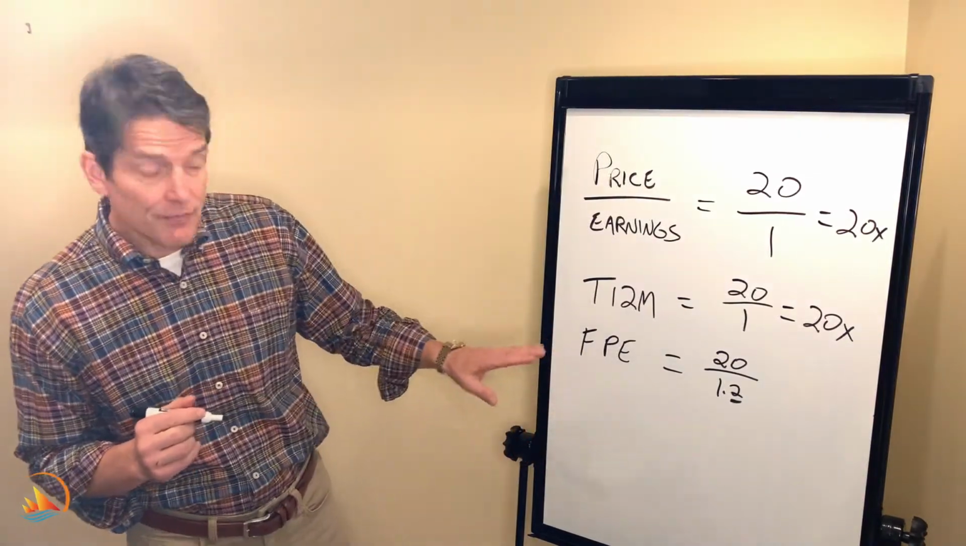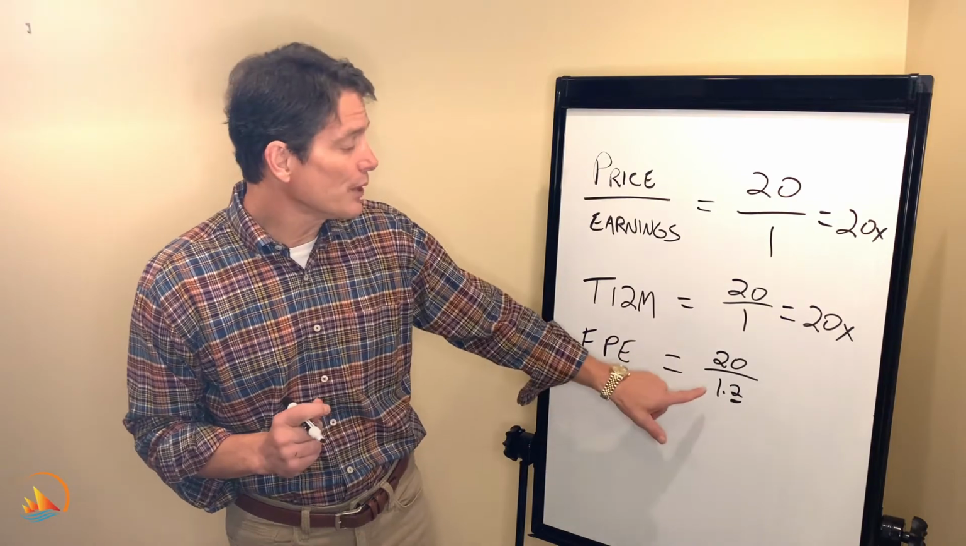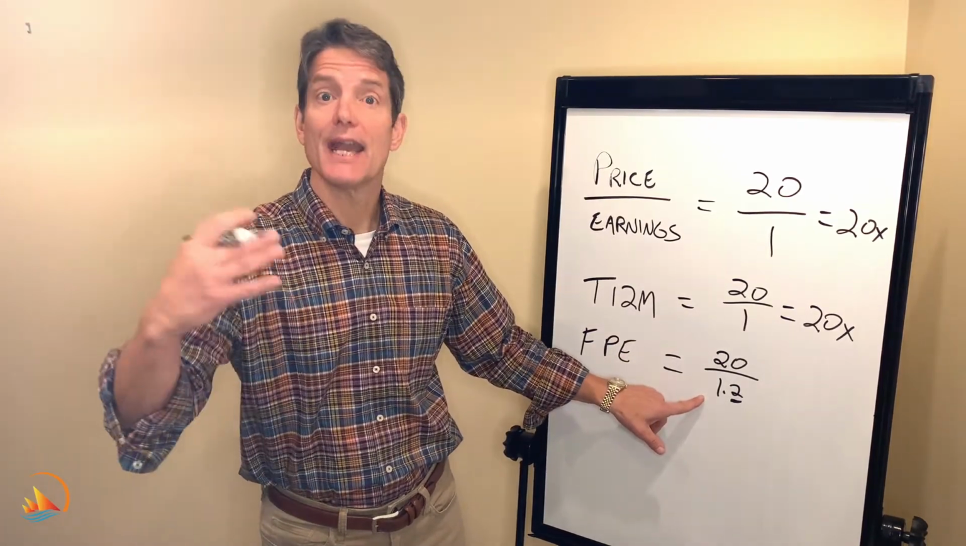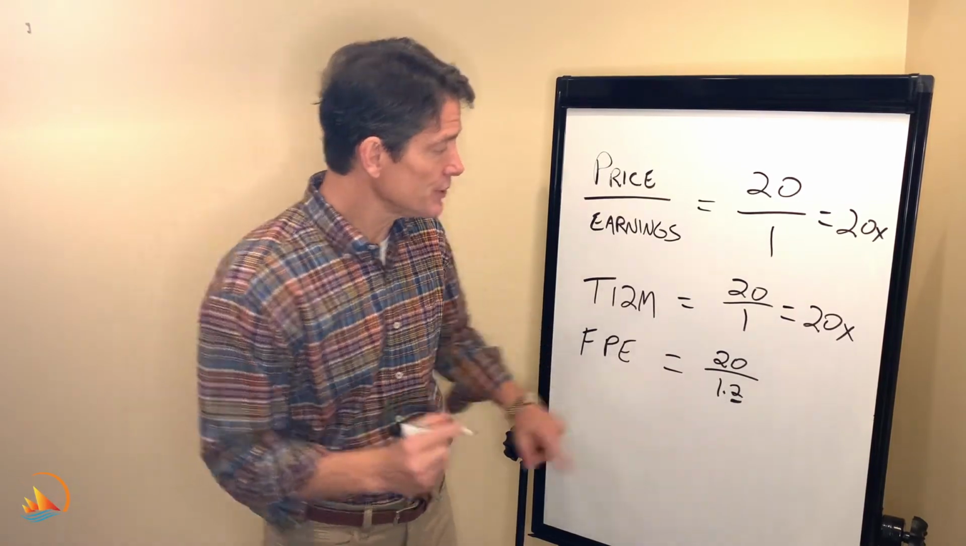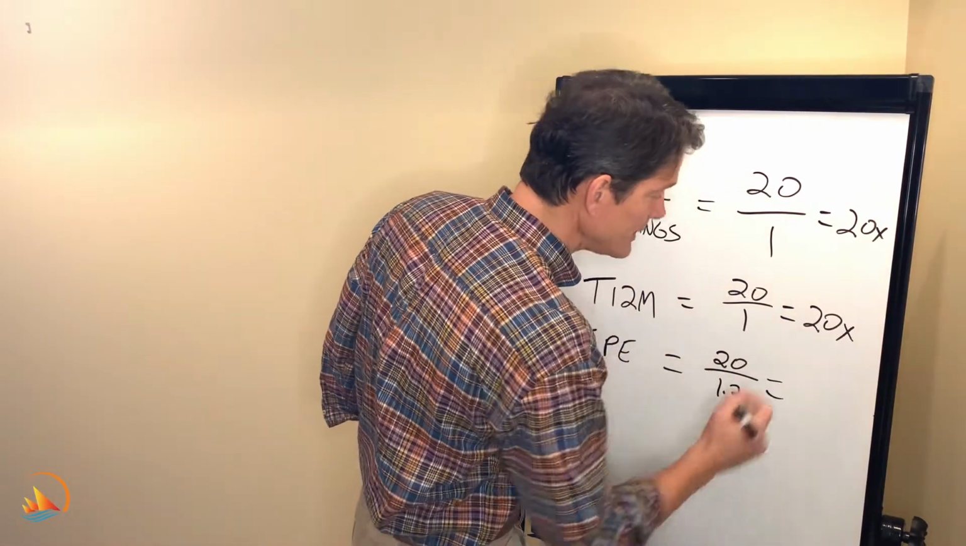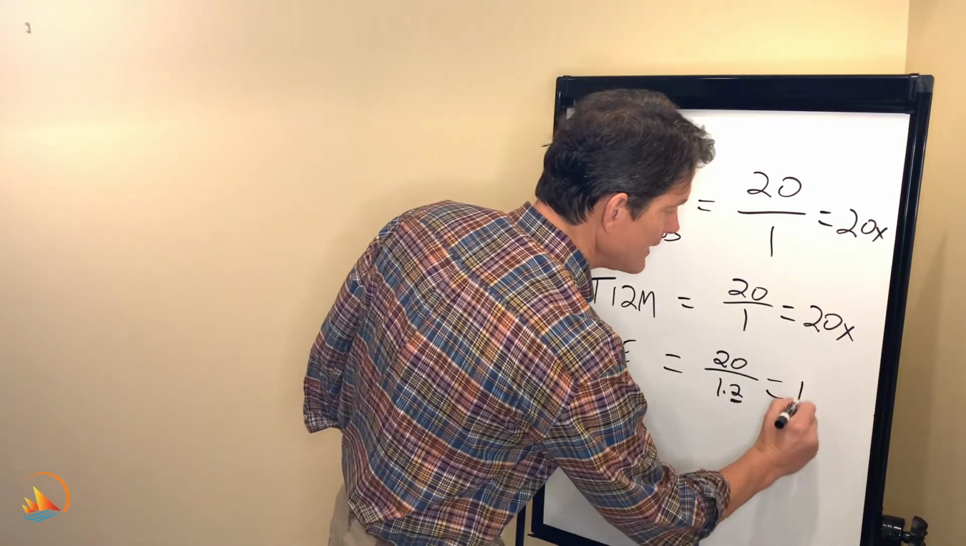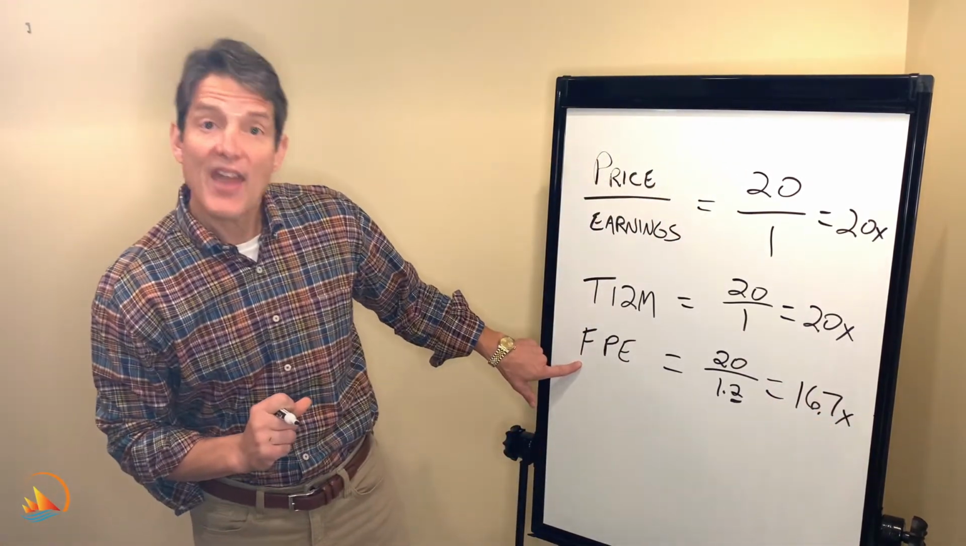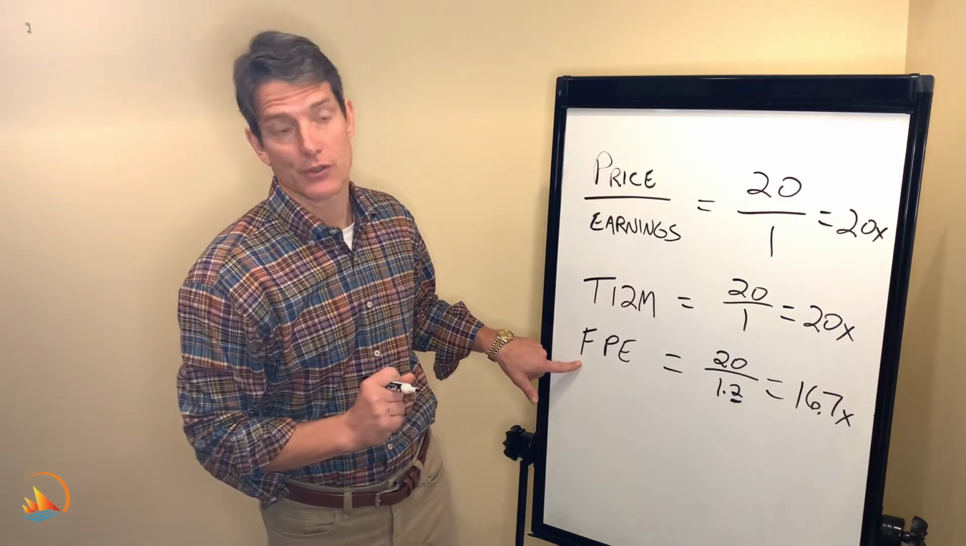So if the price is still 20, but we are going to value it based upon what the average analysts think next year's earnings are going to be, that's 1.2. And so the PE is not 20, which is trailing 12, it's about 16.7, which is what we think forward 12 months earnings are going to be.